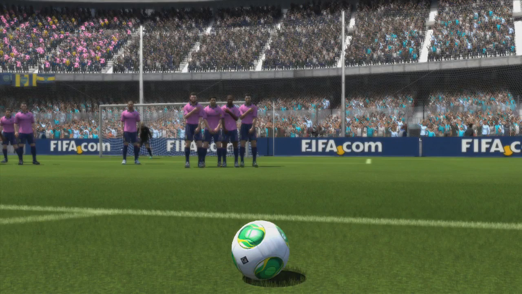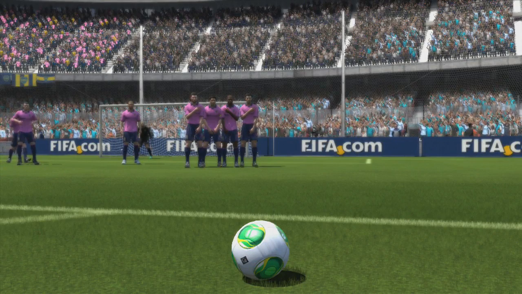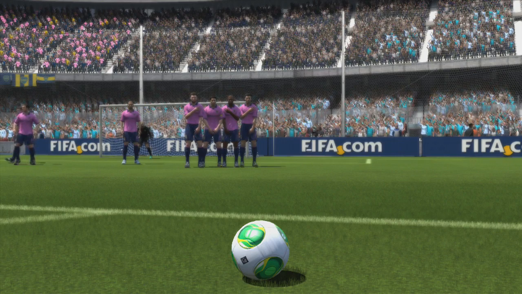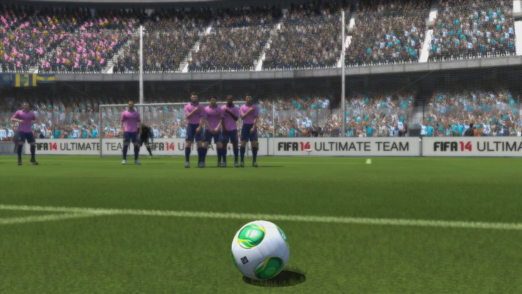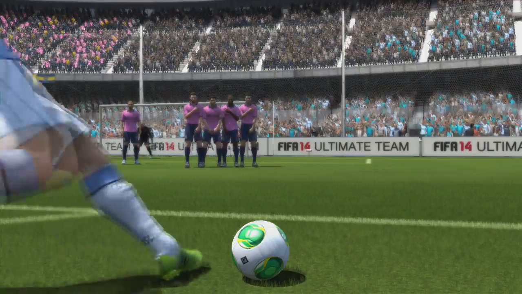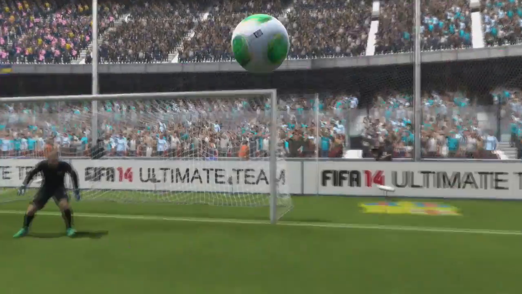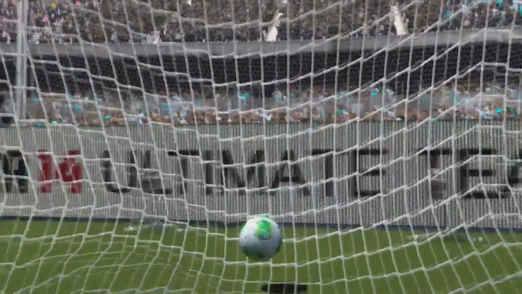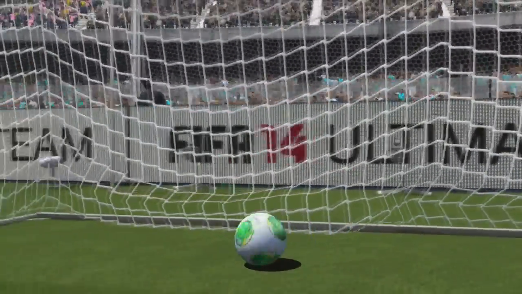We're going to be looking at how to score those closer range free kicks, probably from about 20 to 25 yards out. You're going to be trying to hit the ball over the wall and dip it into the back of the net. It's a very good technique and it has worked on all of the FIFAs, and I'm glad to say it works on this one as well.